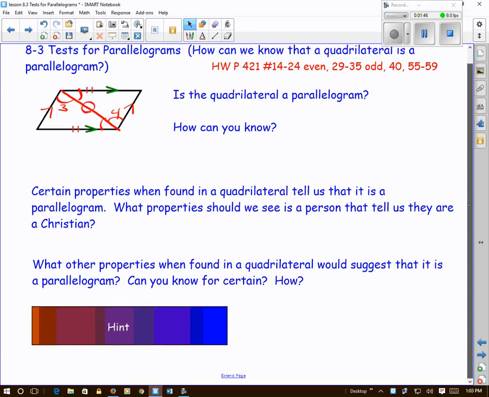So there are certain properties in a quadrilateral that tell us it's a parallelogram. There are certain properties that tell us something is a square, or that tell us that it's a rectangle. But what are the properties that people should see in us if we're a Christian? And so we want to think about that idea and see, can you think of some verses that talk about how people will know that you're a Christian?